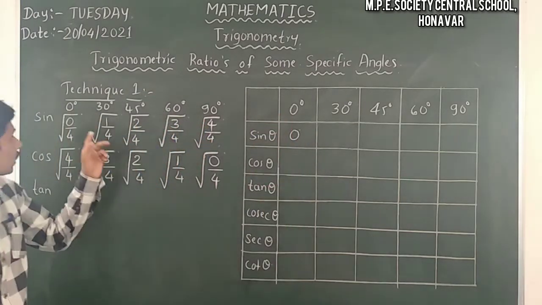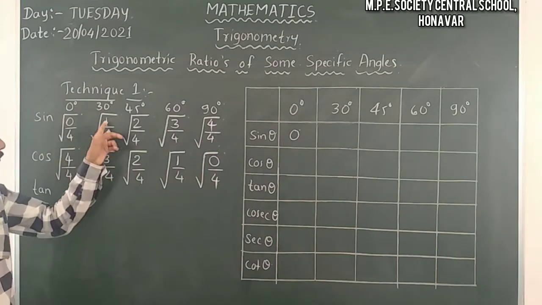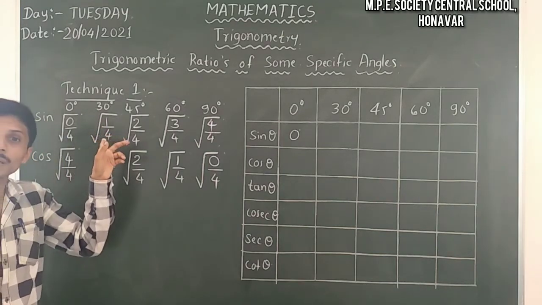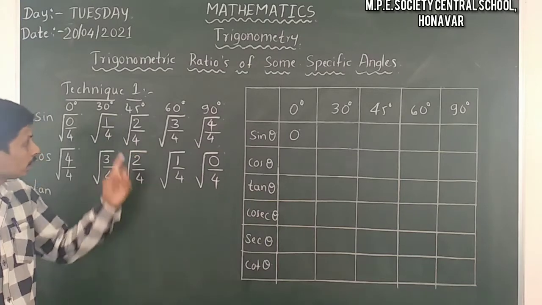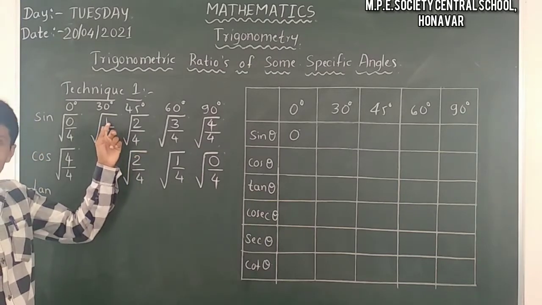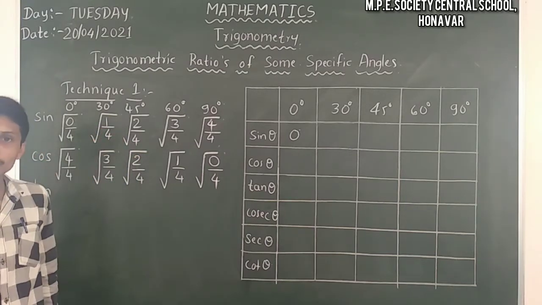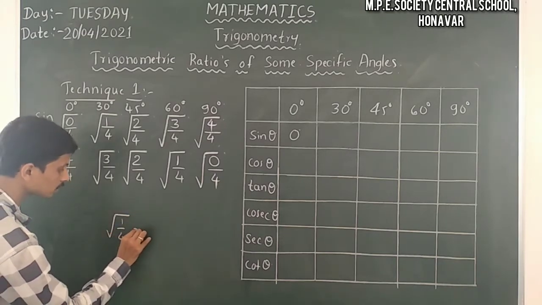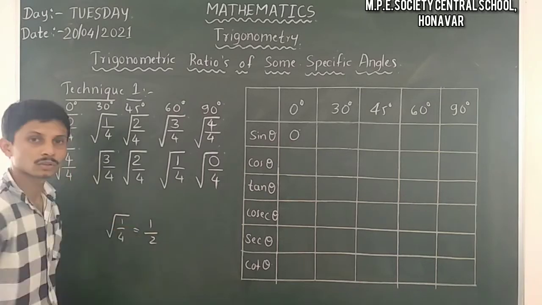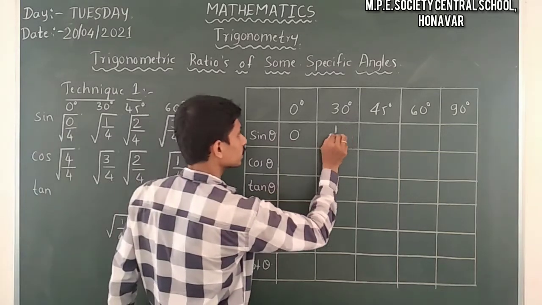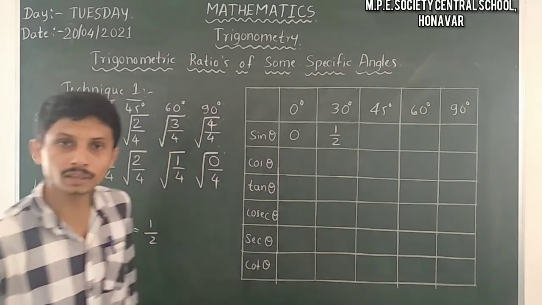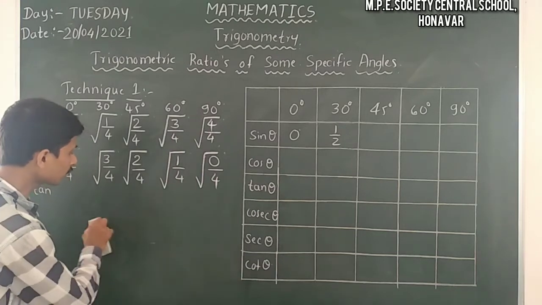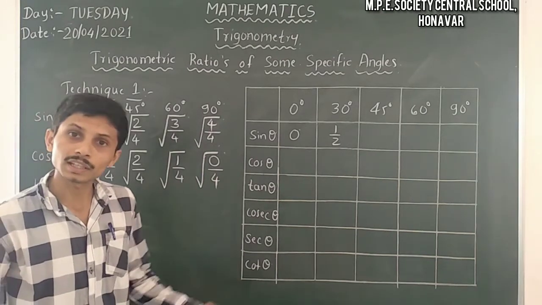Then let us take sine 30 degree. Here just observe 1 by 4, both are perfect squares. So the square root of 1 is 1 only, and the square root of 4 is 2 only. So the square root of 1 by 4 is equal to 1 divided by 2. So the answer is 1 divided by 2. You can compare with the answers we found in the last class.